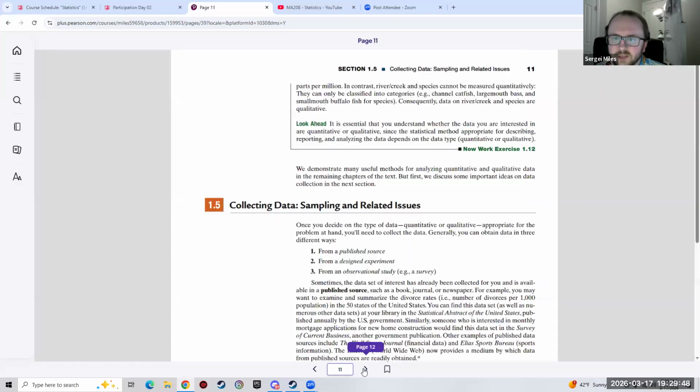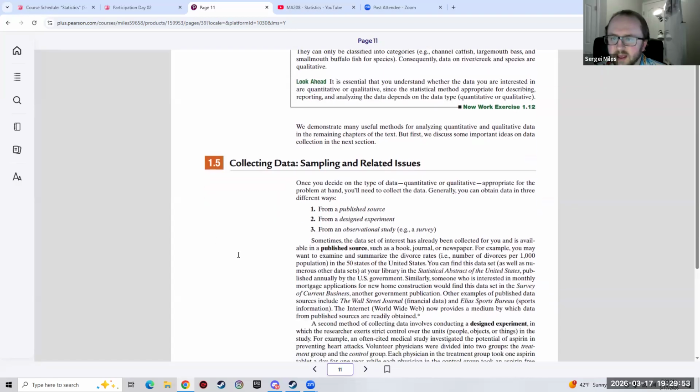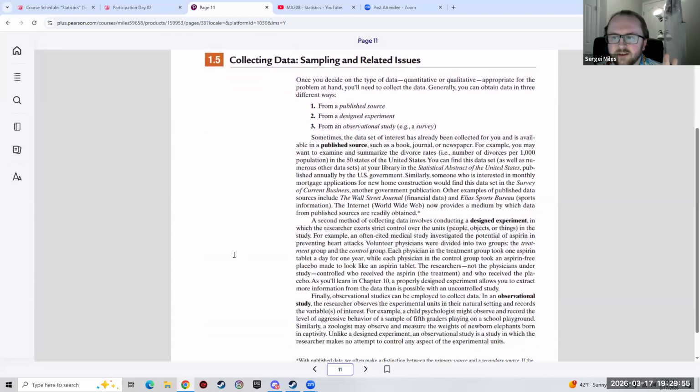All right. So that highlights section 1.4. As we turn to 1.5, part of our concern now is, okay, what makes a sample a good sample? We hinted at in the last video that, well, okay, sample size matters.